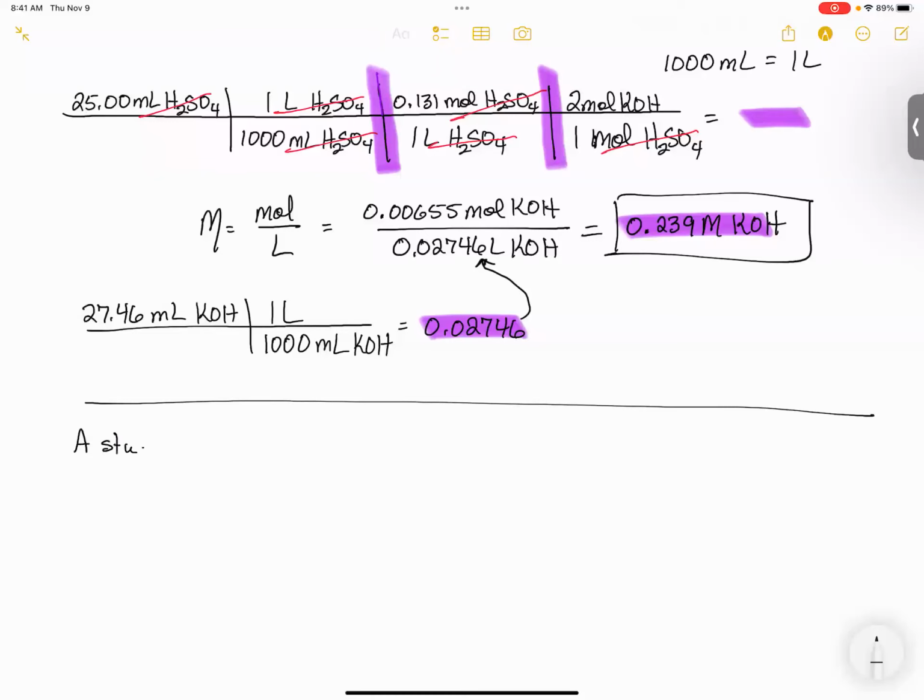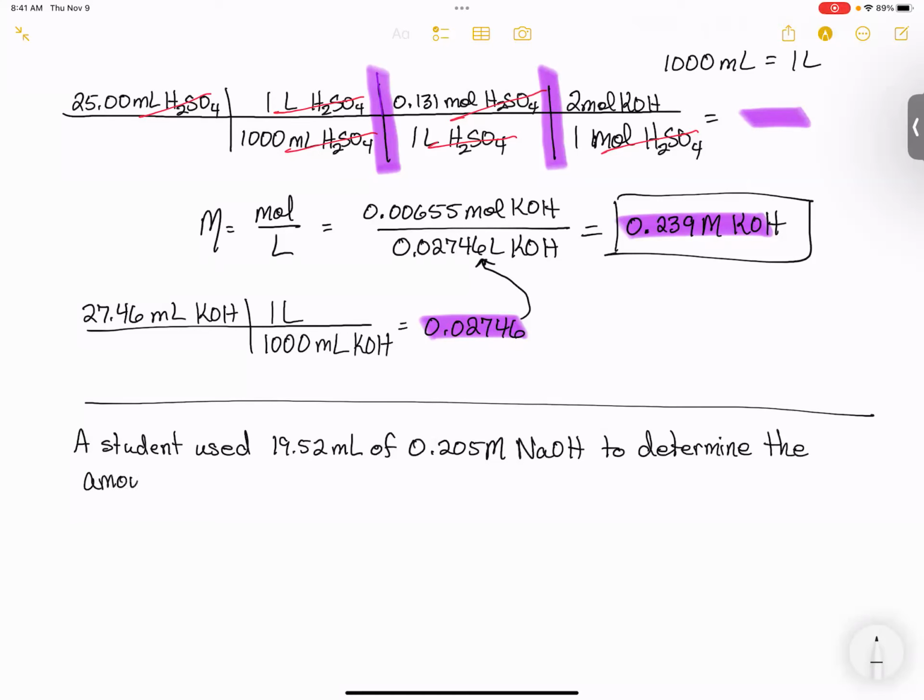A student used milliliters of 0.205 molar NaOH to determine the amount in grams of citric acid in a mixture.